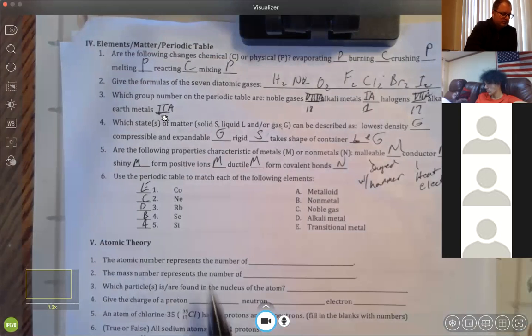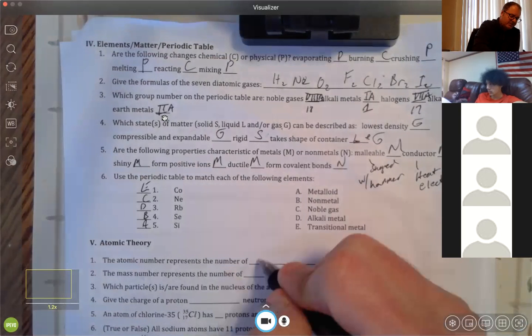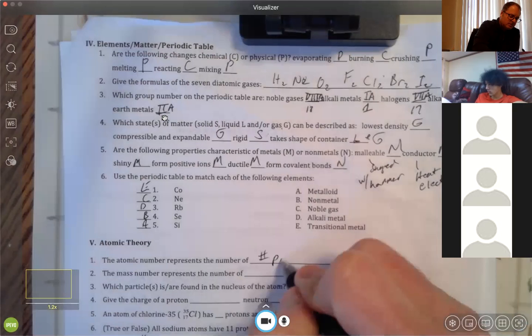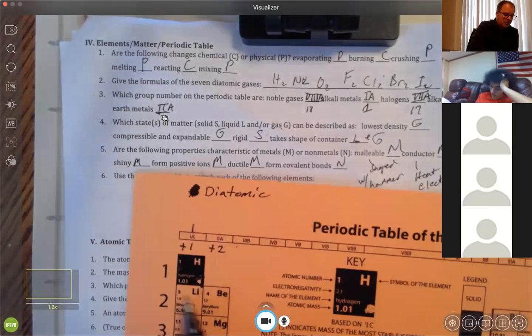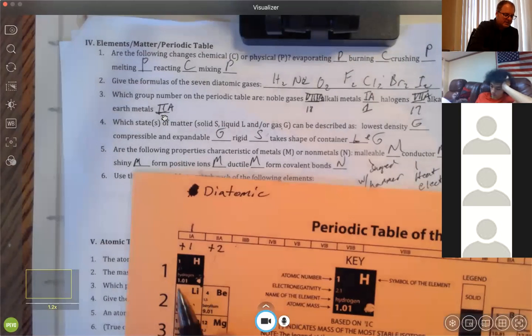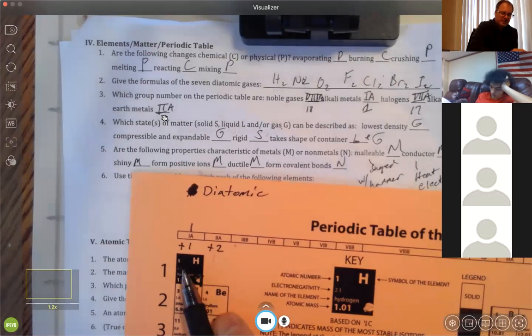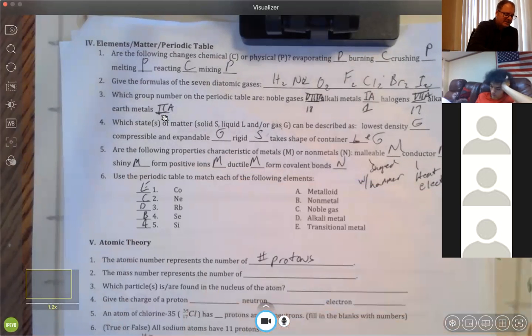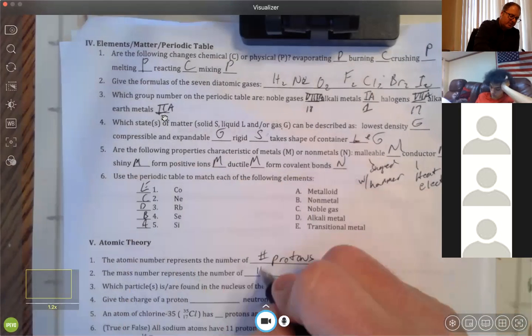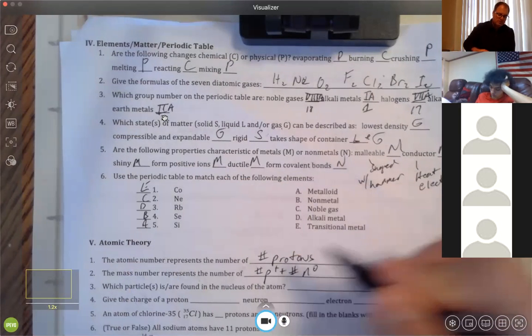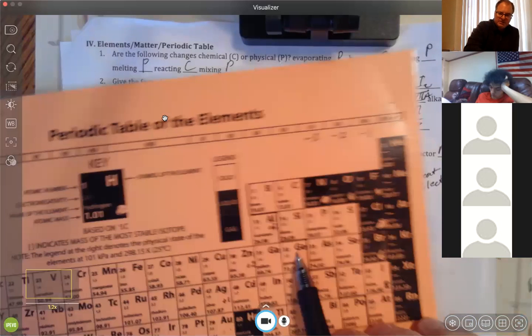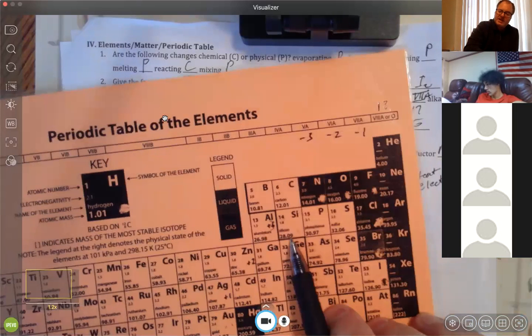Atomic theory. The atomic number represents the number of protons. The atomic number is on the periodic table. It's the single whole number digit right next to the symbol for every element. The mass number is not on the periodic table. It's the number of protons plus the number of neutrons. These are averages of all the isotopes. Isotopes have the same number of protons but a different number of neutrons.